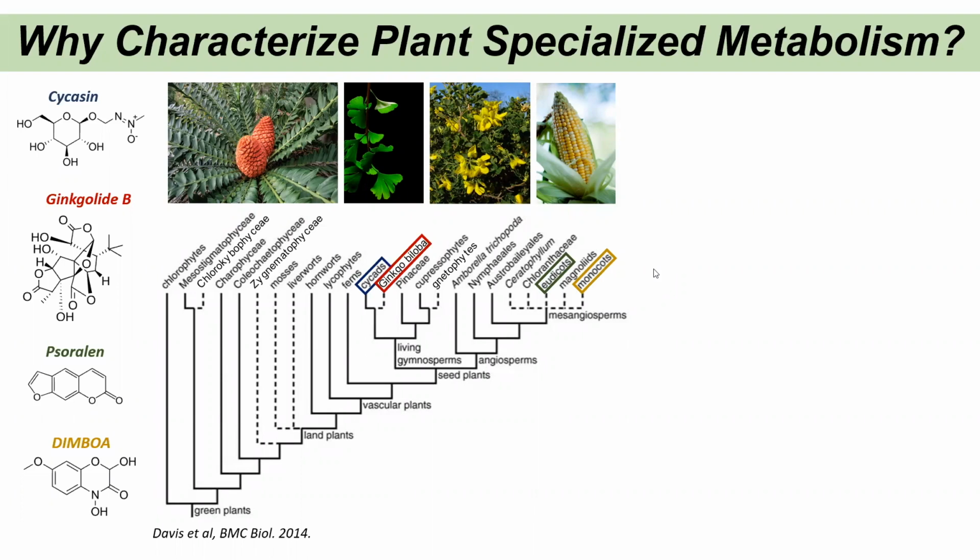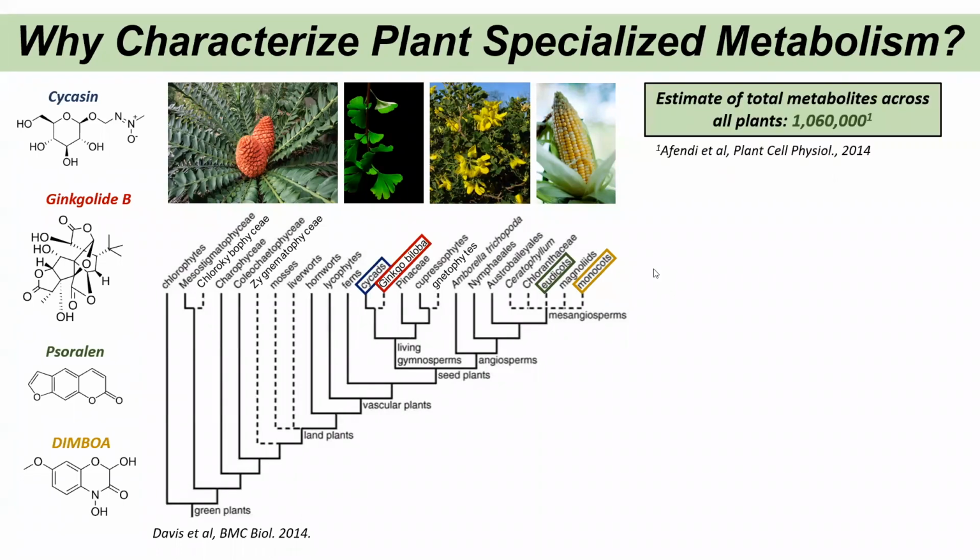And so when I say specialized metabolite, I mean a metabolite that is either limited in what plants produce it, or perhaps limited in what organs it is found in, or maybe under what environmental conditions it's produced in. As you can imagine, across all of the many thousands of species of plants, there is a very, very large estimated total number of plant metabolites, over 1 million.